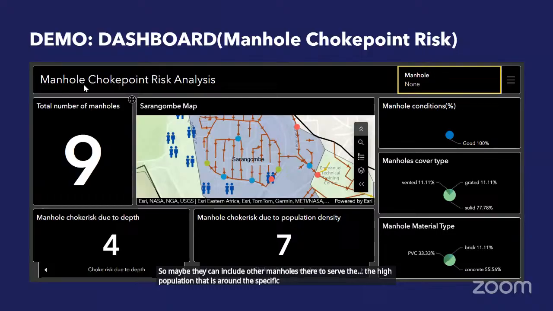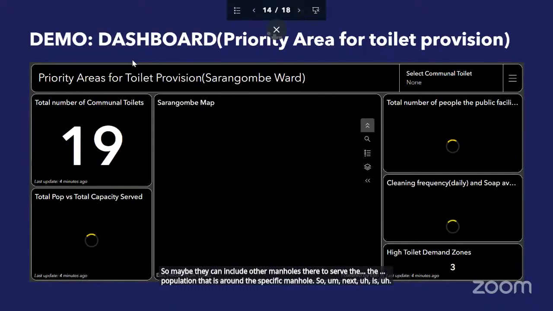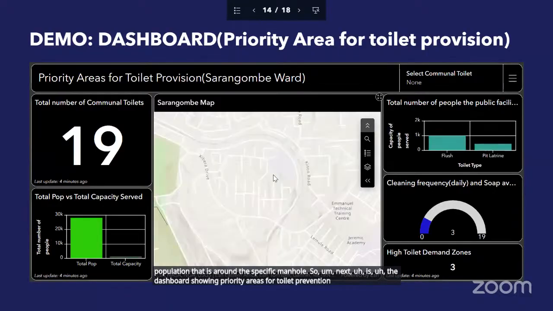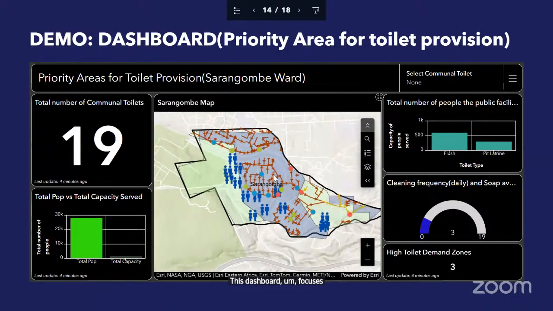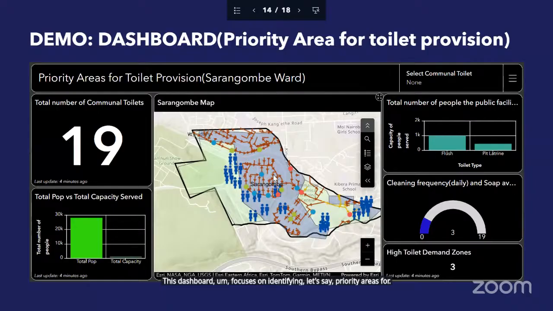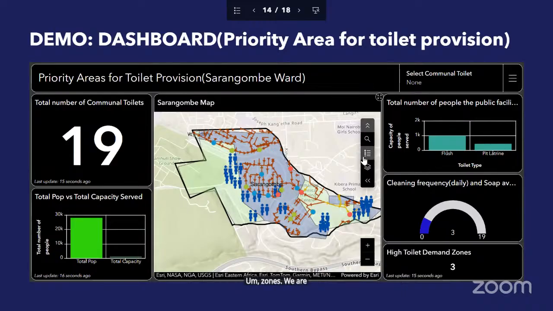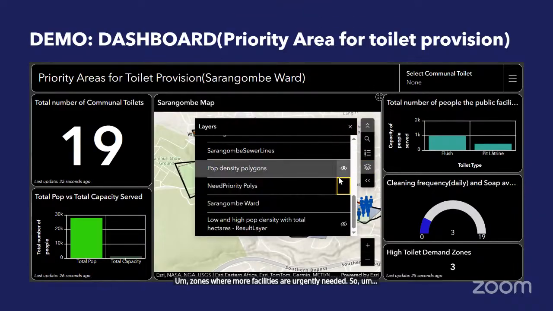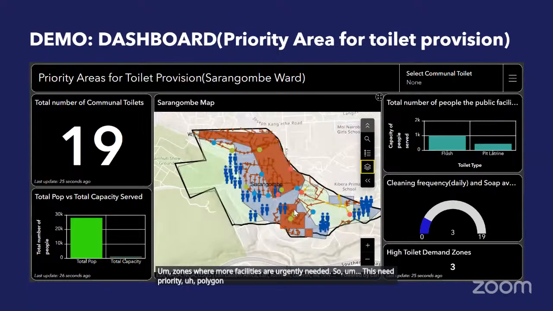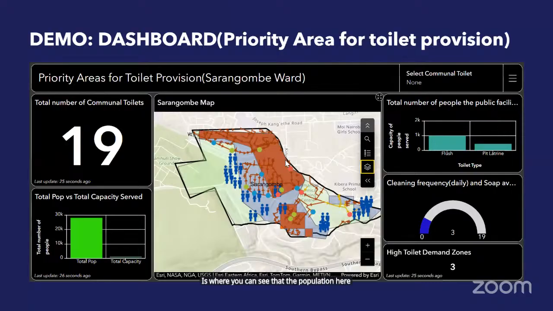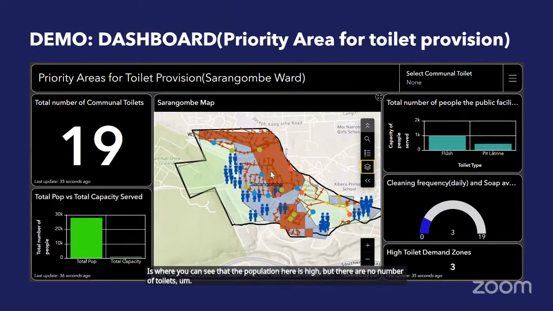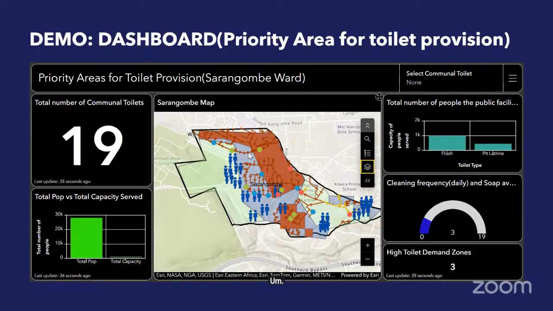So next is the dashboard showing priority areas for toilet provision. This dashboard focuses on identifying priority areas for toilet provision in Sarangombe. It shows the number of communal toilets, compares the total capacity served by these toilets against the total population in Sarangombe, and highlights high demand zones where more facilities are urgently needed. So in this priority polygon, this red part is where you can see that the population is high, but there are no toilets or fewer toilets to serve the number of people in these regions.